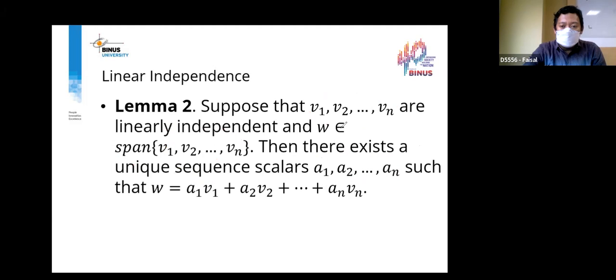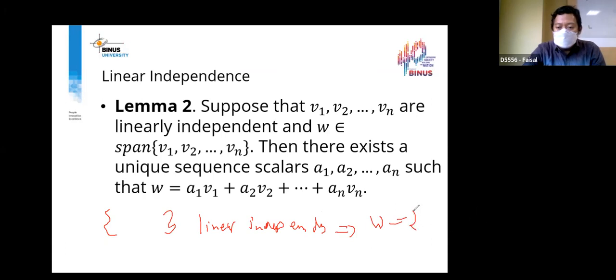Okay. And we can simply say that if the set is linearly independent, and W is equal to a linear combination, then the solution is unique.